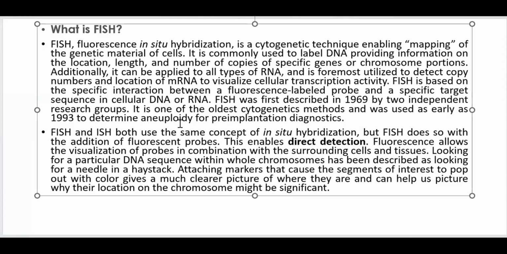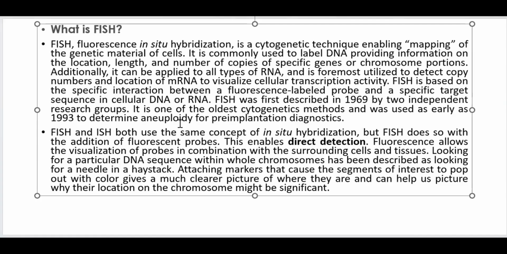Fine. Now when it comes to FISH, what is the difference? Again, it is an in situ hybridization process. It is a cytogenetic technique that includes tissue cells as they are, with mapping of the genetic material of the cell. Very much like ISH, the only difference is the F, and F stands for fluorescence. As with ISH, FISH is used to label the DNA, providing information on the location, length, and number of copies of a specific gene or chromosomal portion. So directly inside the cell, you can tap that.